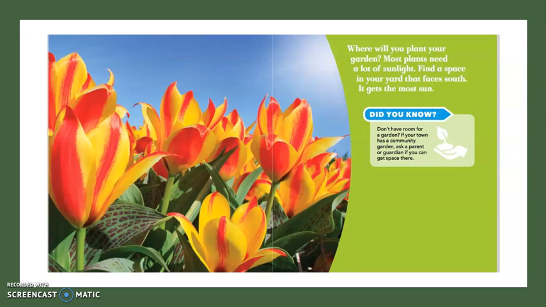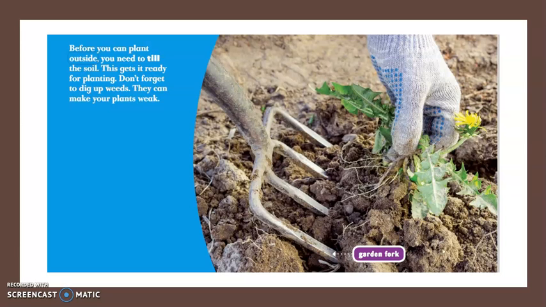Where will you plant your garden? Most plants need a lot of sunlight. Find a space in your yard that faces south. It gets the most sun. Did you know? Don't have room for a garden? If your town has a community garden, ask a parent or guardian if you can get space there. Before you can plant outside, you need to till the soil. This gets it ready for planting. Don't forget to dig up weeds. They can make your plants weak. Garden fork.